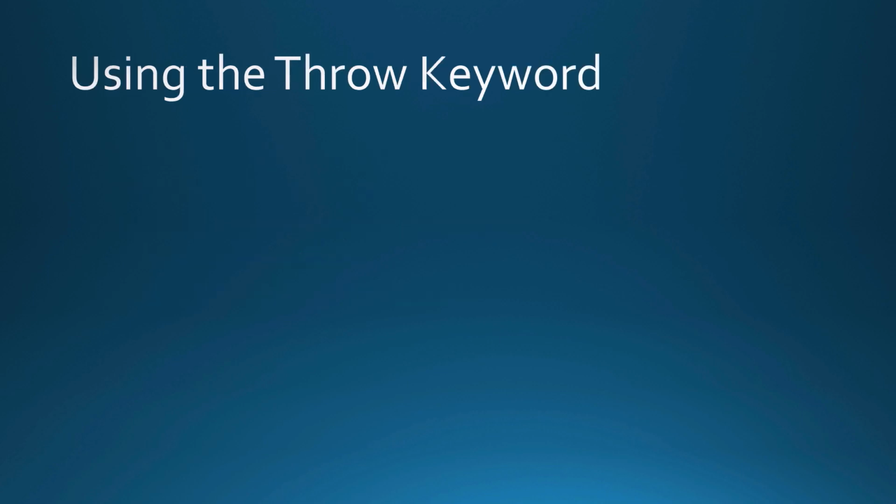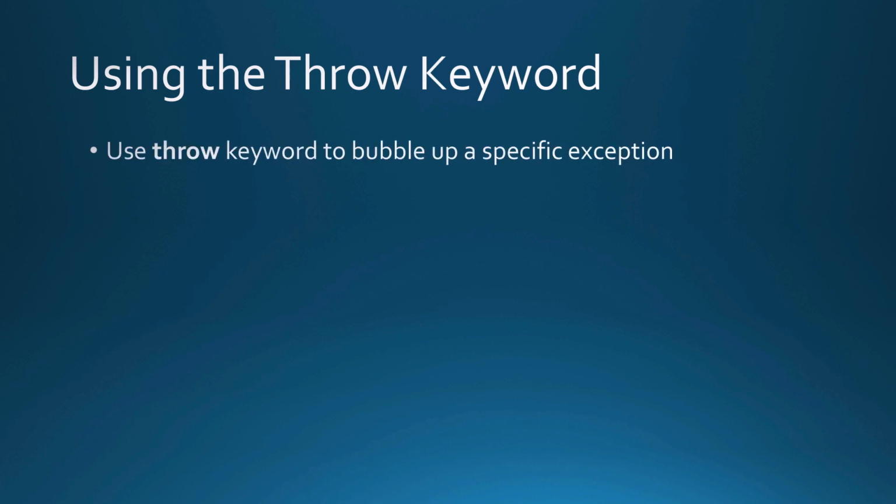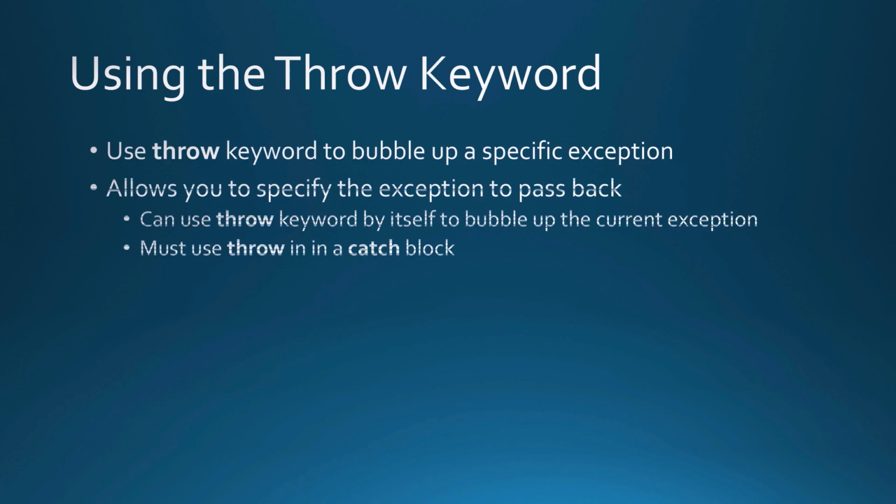There are cases where you might wish to throw the exception yourself, and we do this with the throw keyword. This keyword allows us to bubble up a specific exception. We can specify the exception to pass back. We use the throw keyword by itself, and that simply bubbles up the current exception. And we must always use the throw in a catch block. And the reason why is because that then lets us do the exception bubbling.